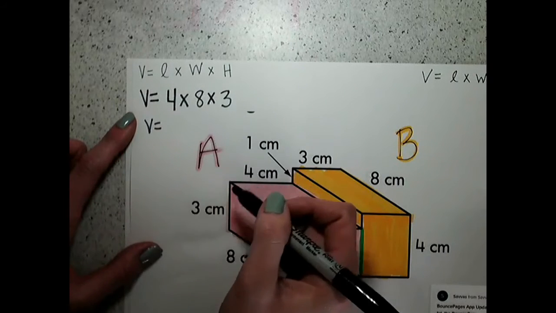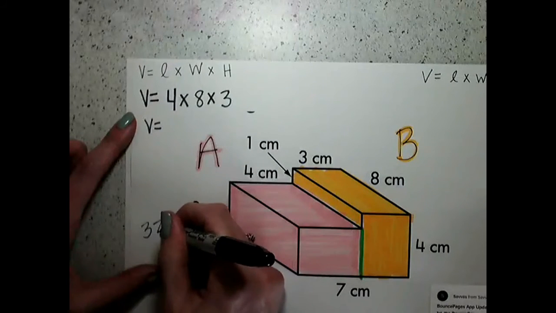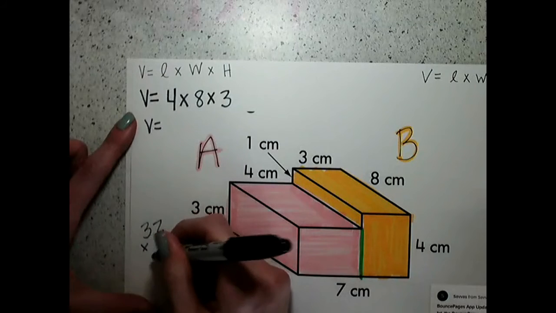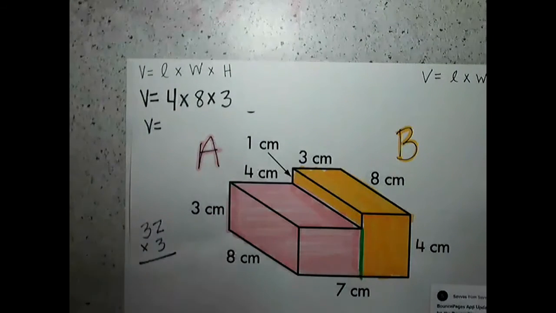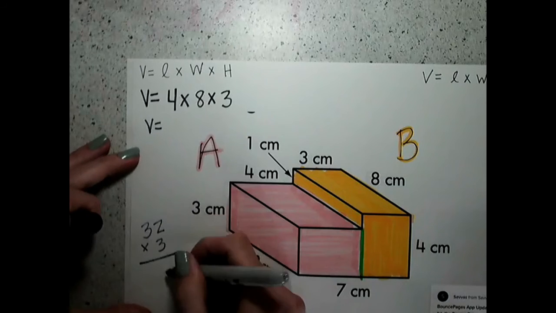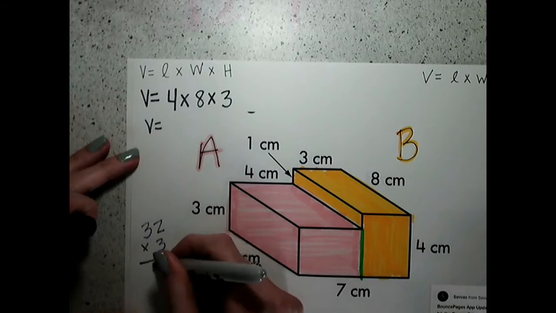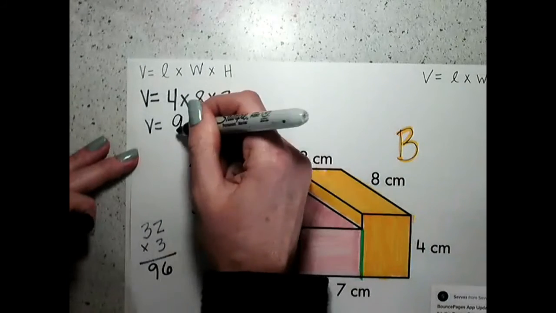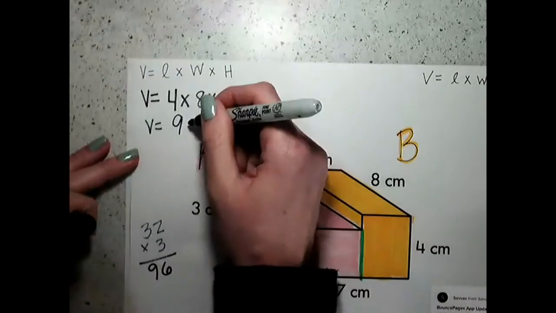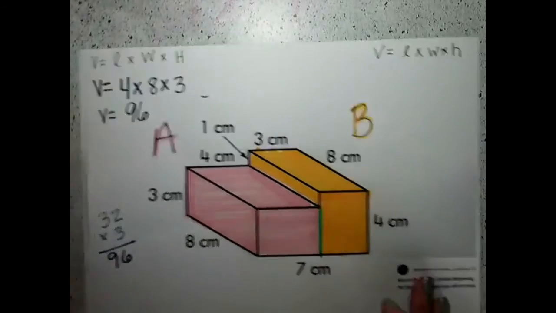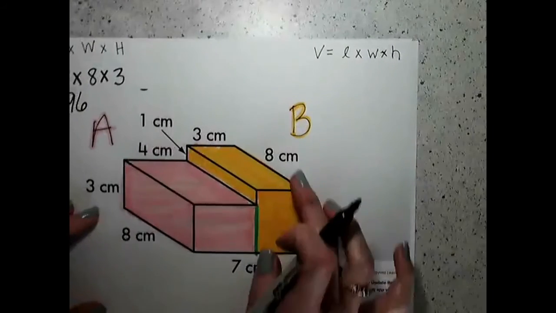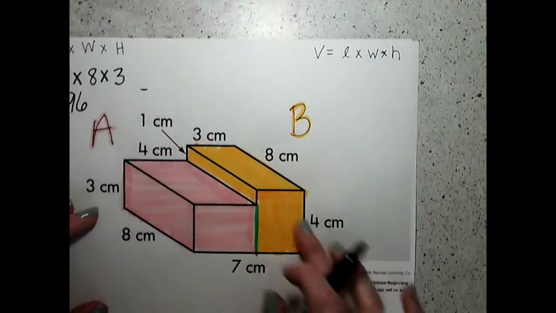Remember, you can always go off to the side and solve those multiplication problems that you don't know off the top of your head. So I'm going to go over here and solve 32 times 3. 3 times 2 is 6. 3 times 3 is 9. I know the volume for prism A is going to be 96. I'm not done yet. I have to go over here and I have to find the volume for prism B.